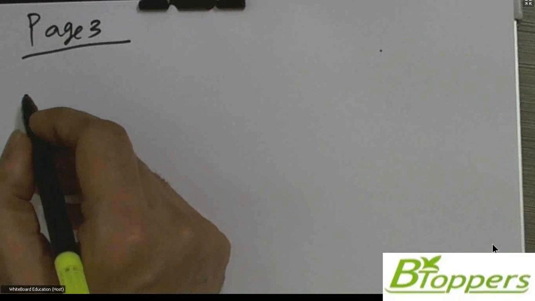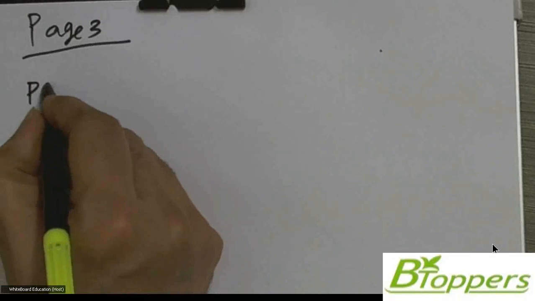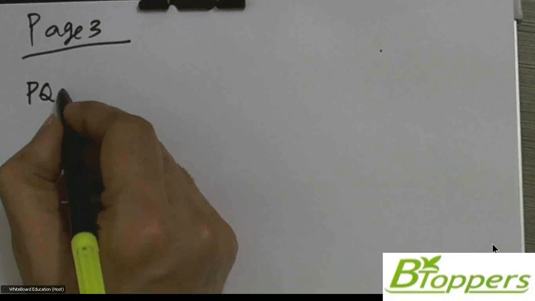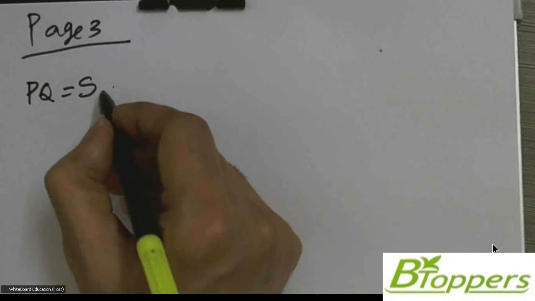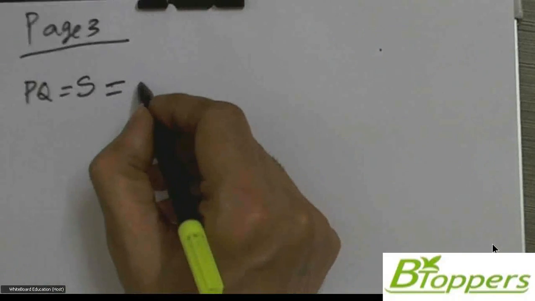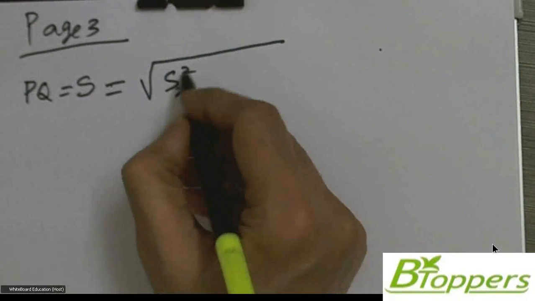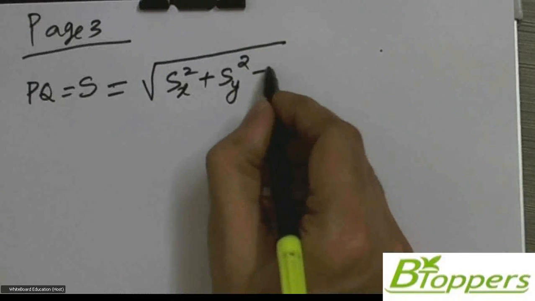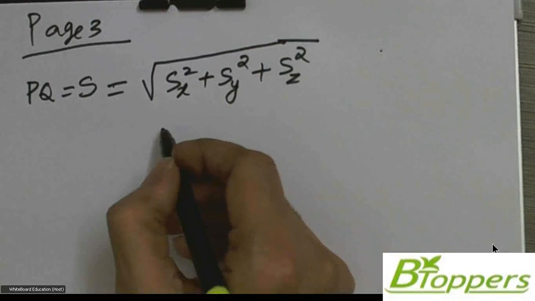equal to the shortest distance between the initial position P and final position Q. That means the length of the line PQ, which we just write as letter S without the bar symbol. It represents the magnitude of the displacement of the particle, which you can write as under root of Sx square plus Sy square plus Sz square.